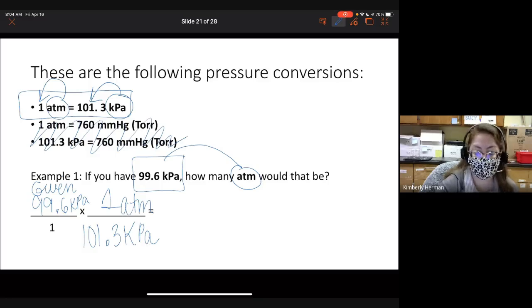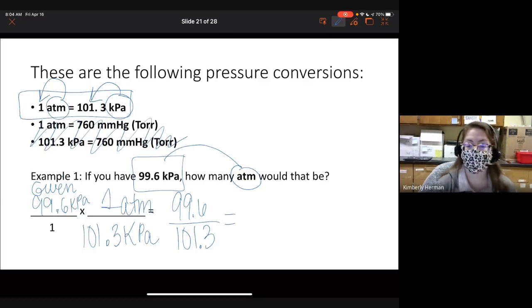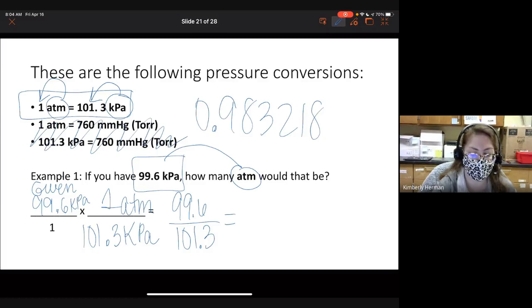So I multiply the top and I get 99.6, and I multiply the bottom and I get 101.3. So this is where we need our calculator out. Right now in your calculator, you're going to do 99.6 divided by 101.3, and we get a very long decimal. I got 0.983218164. Very long, but we know how to round it as per our sig figs.